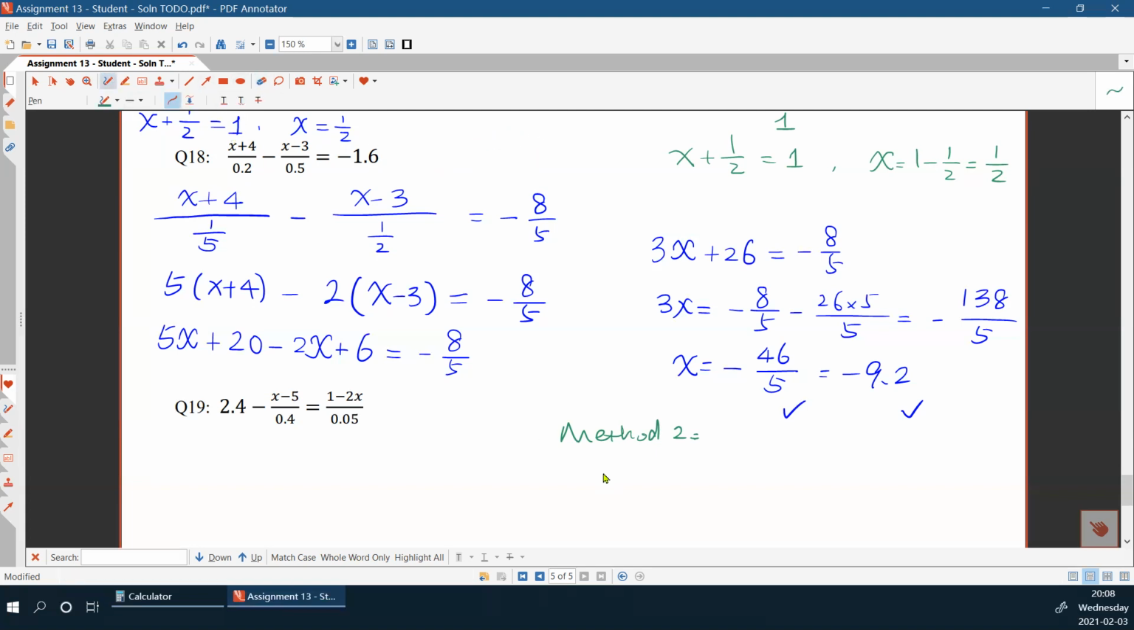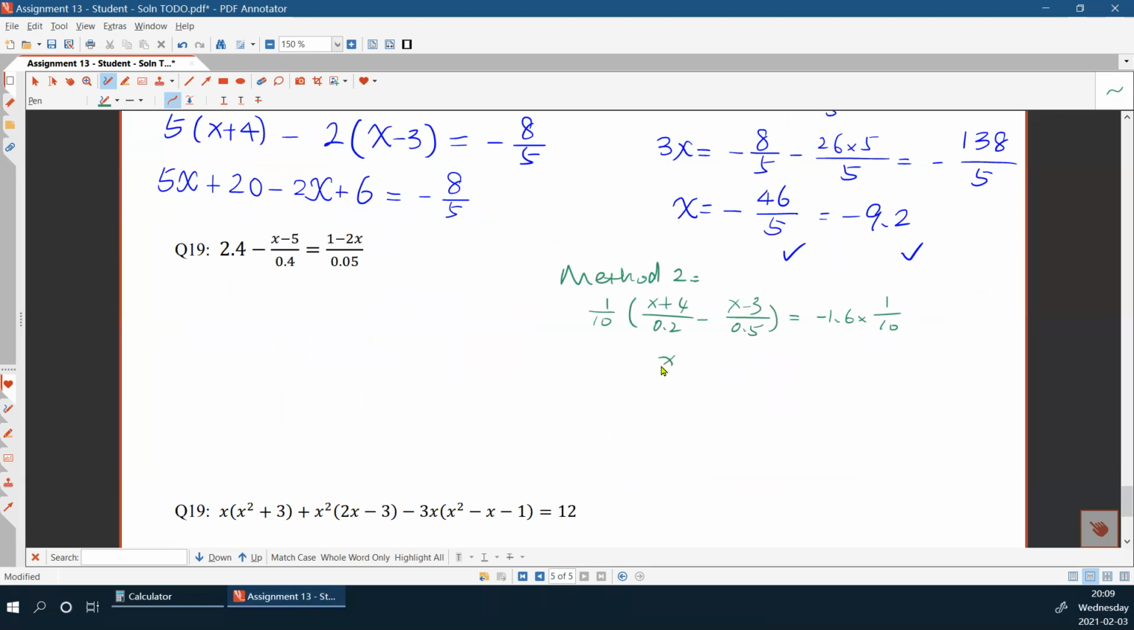Let's try this. You can times 1 over 10 on the left-hand side of the equation, and at the same time 1 over 10 on the right-hand side of the equation. So according to the distributive laws, on the left-hand side, you will get x plus 4 over 2 minus x minus 3 over 5, right? And minus 0.16. Next time, you want to eliminate all the fractions, so you need to times the least common multiple, which is 10, to both sides of the equation.